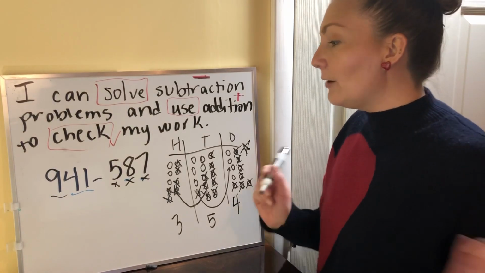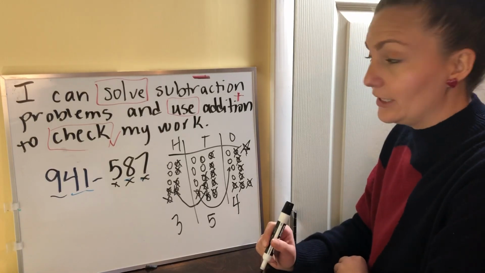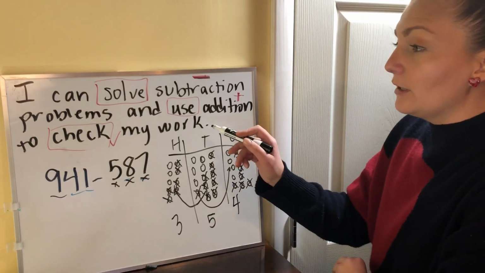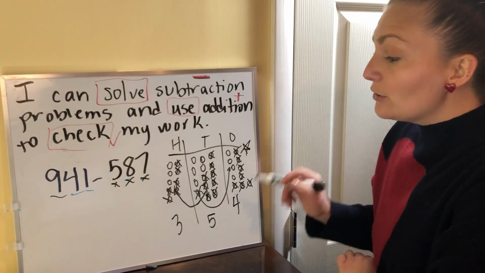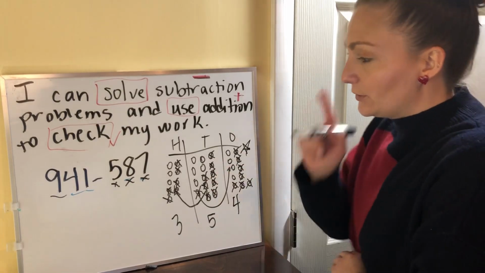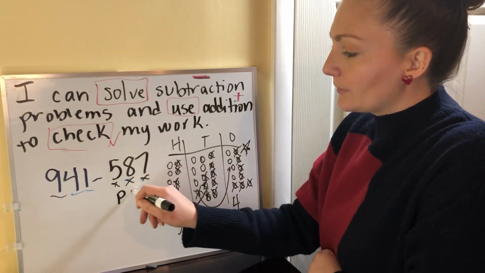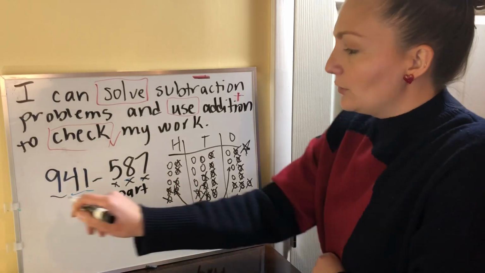So now what I'm going to do is check my work. I can check it by doing another strategy, but like our learning target said, we're going to use addition to check our work. So I'm going to use an addition strategy, and I'm going to see if I get my total. So here I have part, total.